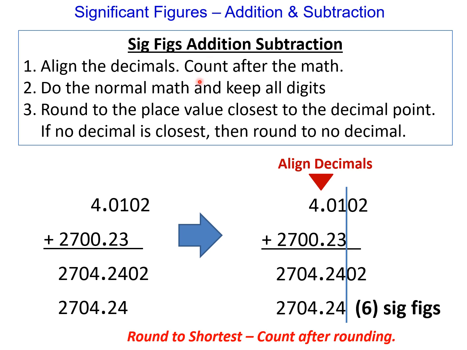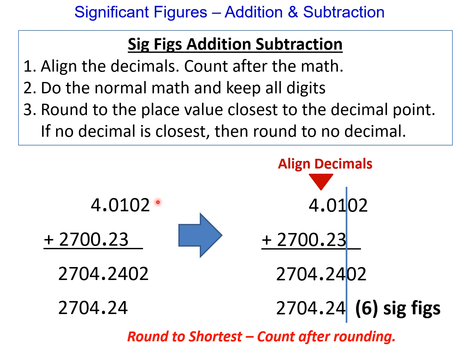What about addition and subtraction? For addition and subtraction, align the decimals. Count after the math. Do not count before the math is complete. In the case of multiplication and division, you can count before the math is complete. But for addition and subtraction, only count when you're finally done. Okay? Do the normal math and keep all digits. Round to the place value closest to the decimal point. If no decimal point is closest, then round to the non-decimal number.